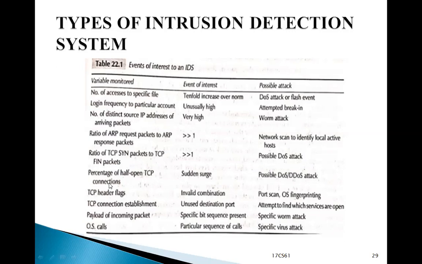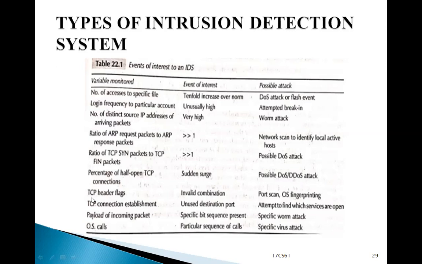Then next is the percentage of half open TCP connections. If a sudden surge in the percentage of half open TCP connections happens, then the IDS is going to guess it as a DoS or distributed DoS attack.